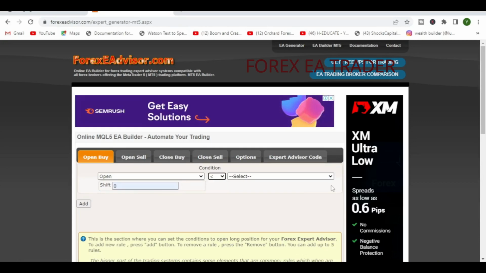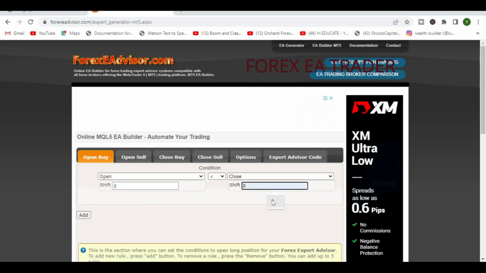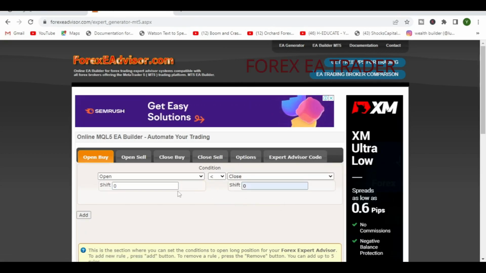It needs to be below the closing price. Shift, we are just going to be using 0. This is a bullish candle. This is our condition for buys. So as long as this appears in the market, our robot is going to buy.